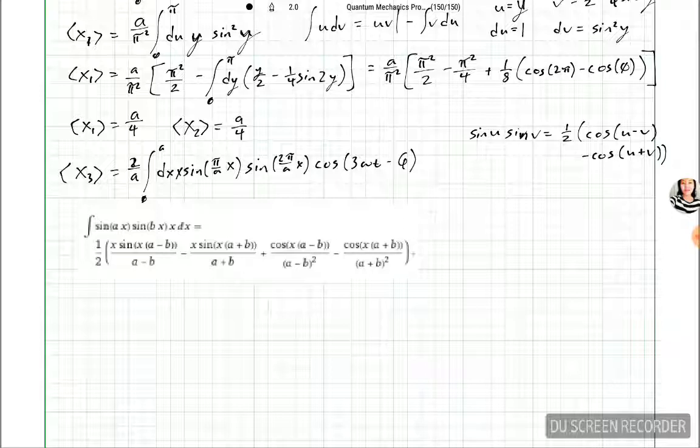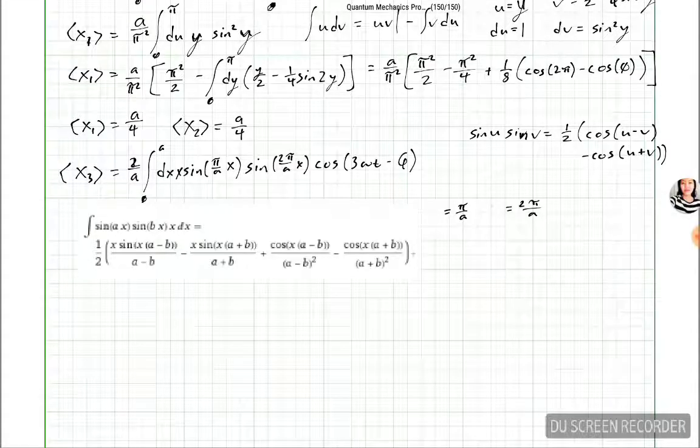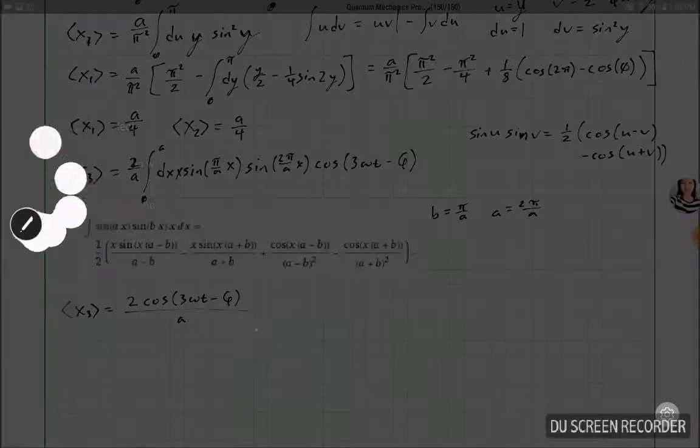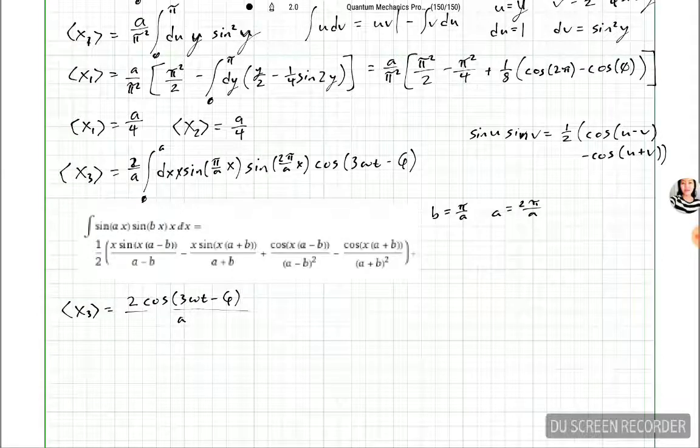And let's go ahead and plug this in just to keep things straight. My a equals pi over a, and my b equals 2 pi over a. No, let's do it the other way, so we don't get any negatives, because I'm going to have a minus b, so I want that to be a, and I want that to be b. Alright. So we have 2 cosine 3 omega t minus phi. And then let's just go right to here. We get a 1/2, just like we did before.